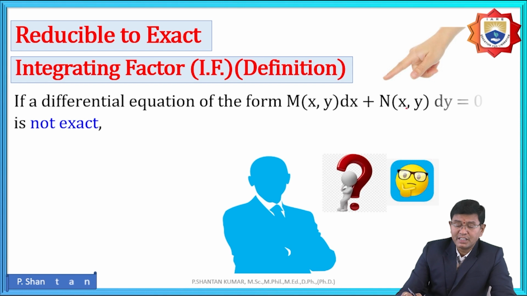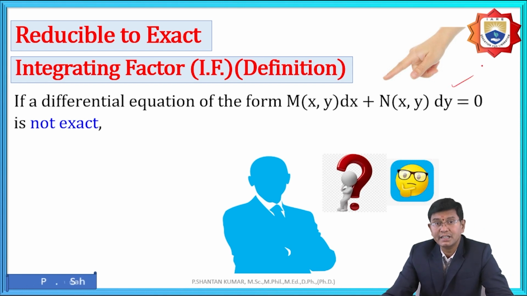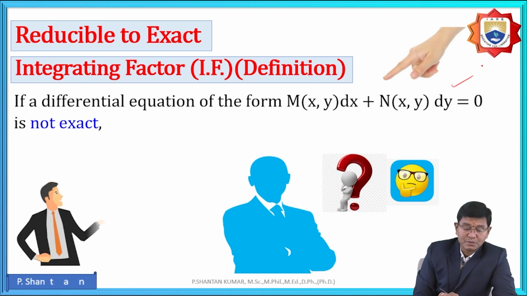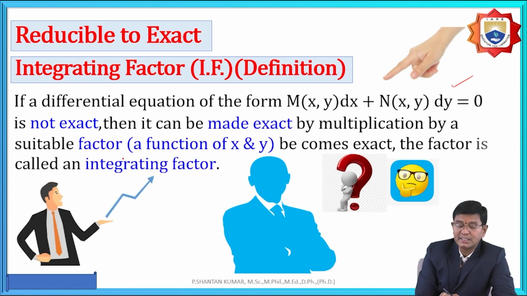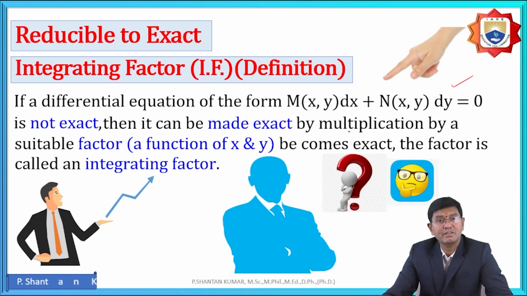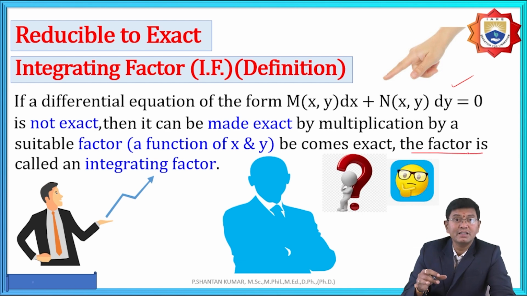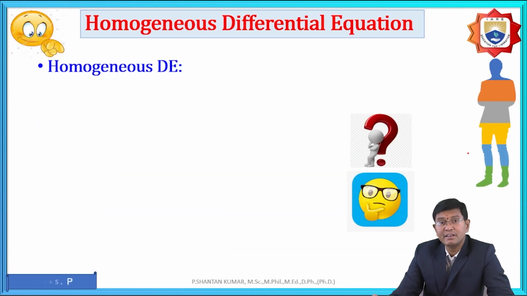Here, if a differential equation of the form M dx plus N dy equals 0 is not exact, then it can be made exact by multiplication by a suitable factor, either a function of x or of y, or sometimes a constant. Whatever suitable factor we multiply by is called an integrating factor. Based upon the integrating factor, there are some methods.